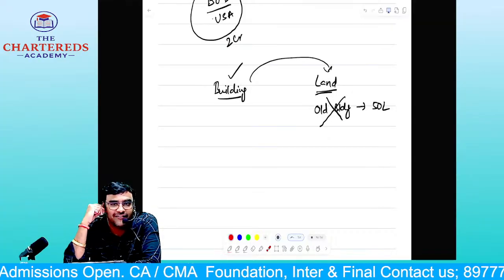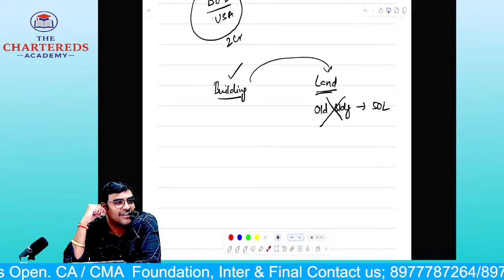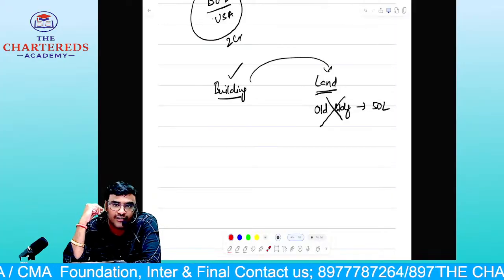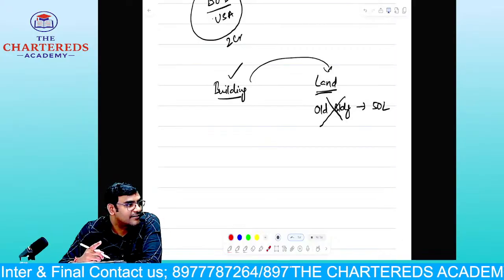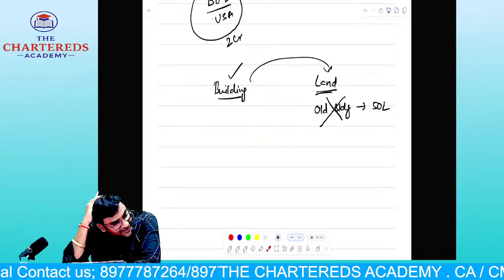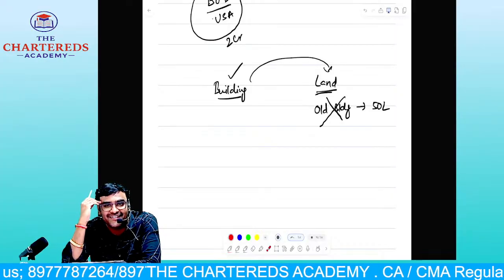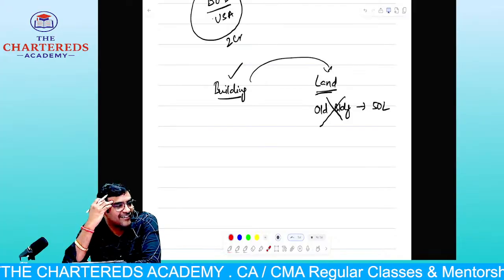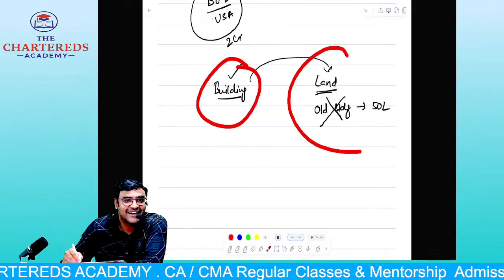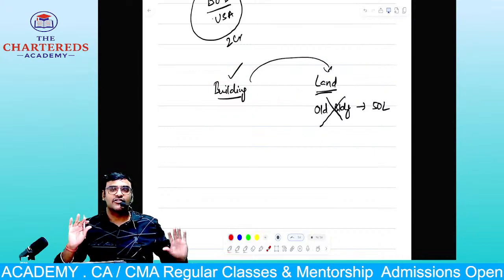Is it directly related or not? Okay. So is it directly related or not directly related? It's called as which expense?